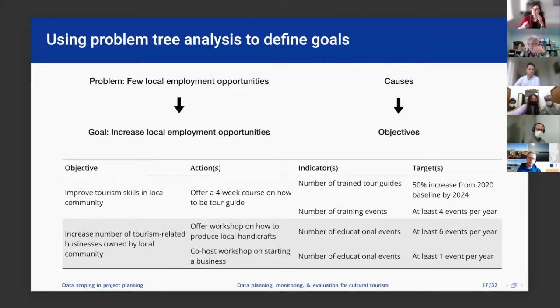What actions can we take to achieve these objectives? So for example, to improve skills in the local community, maybe we can offer a course on how to become a tour guide. We can offer some kind of training.